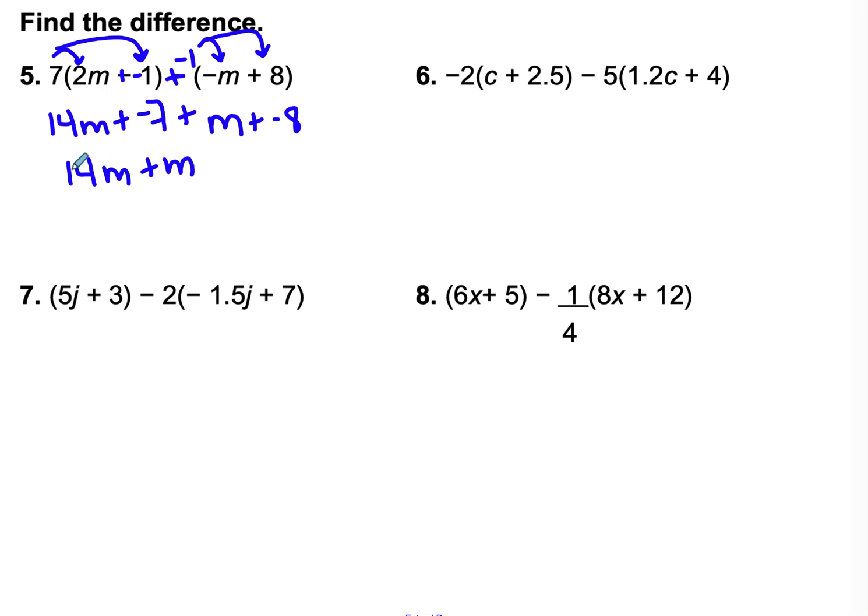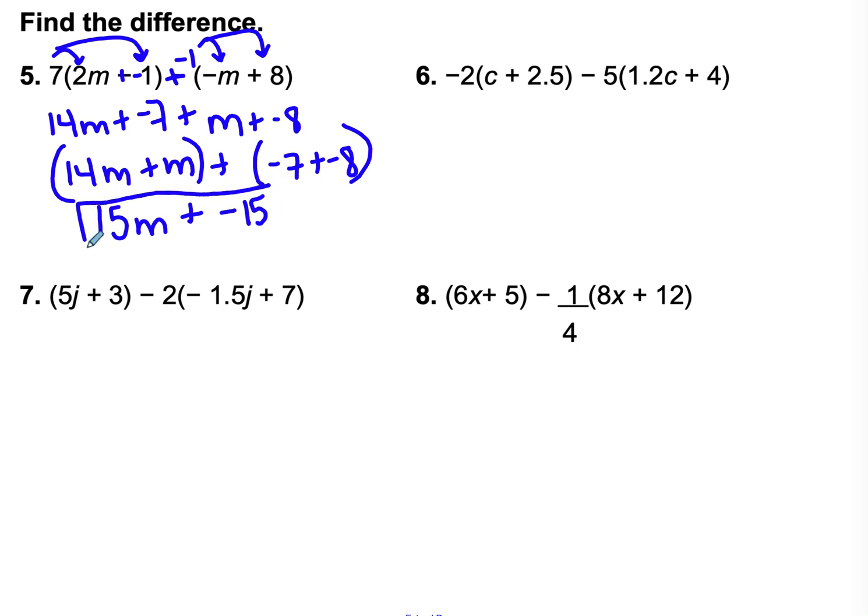14m plus m are like terms. Negative 7 plus negative 8 are also like terms. 14m plus m is 15m. Negative 7 and negative 8 is negative 15. So 15m plus negative 15.